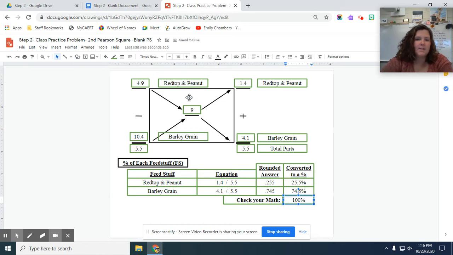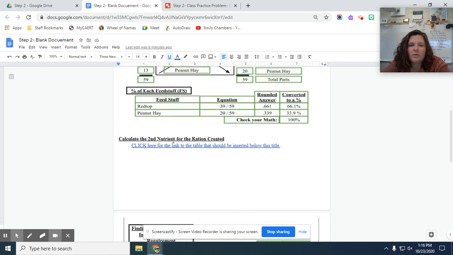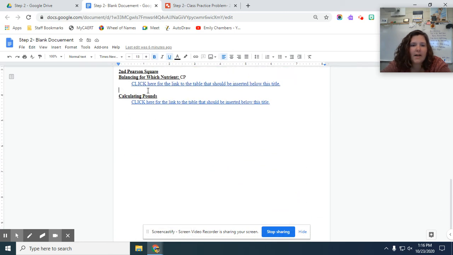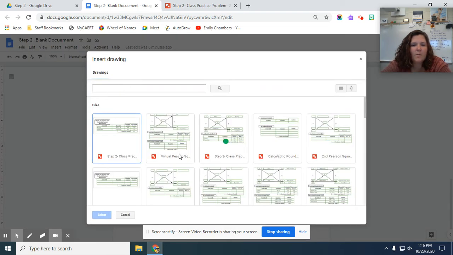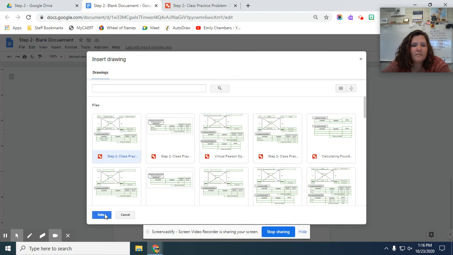Okay, so this is the table for that next part. Again, scroll down to where you just had it clicked. Click that insert drawing from Drive and click that one that you just did.